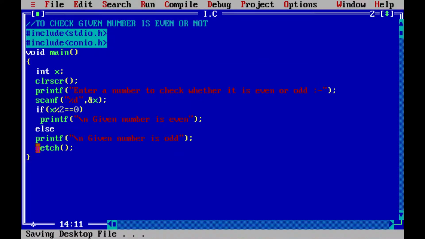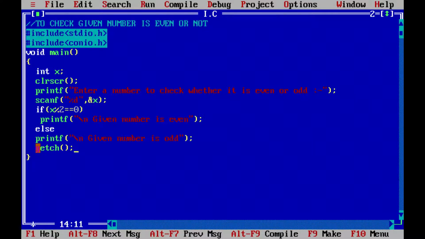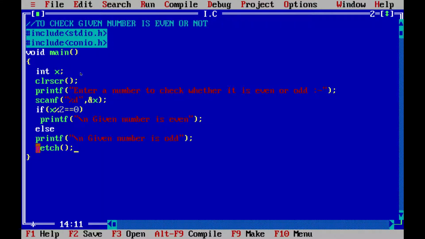So let's compile it and see what happens. So let's put 6. So 6 is an even number, so let's check for an odd one. So 5 is an odd one. Okay, so this is the problem and this is its solution.